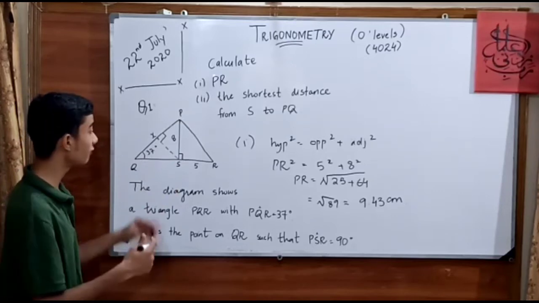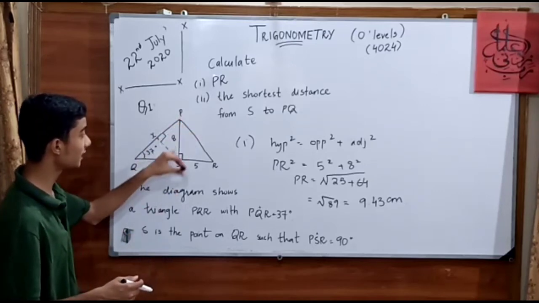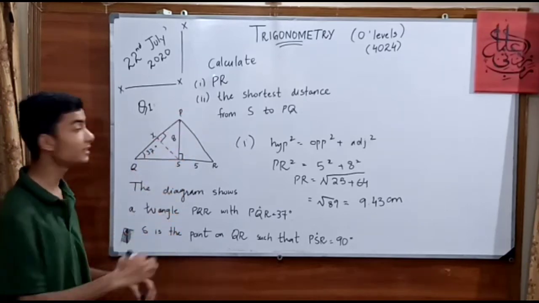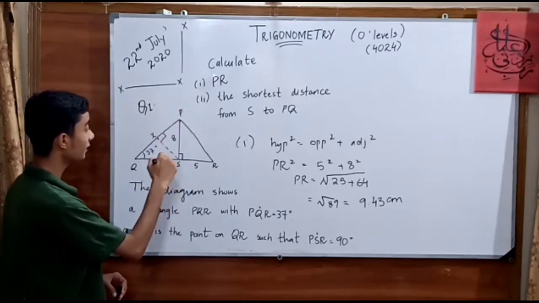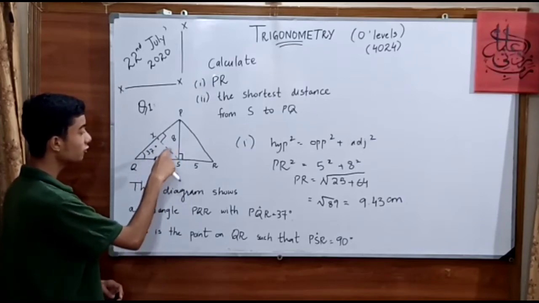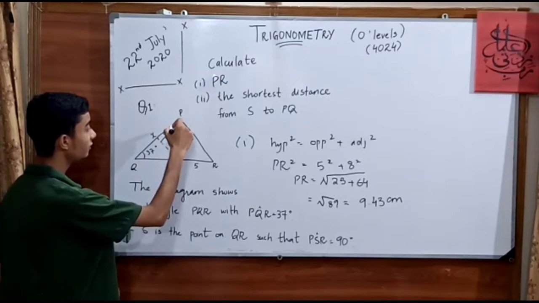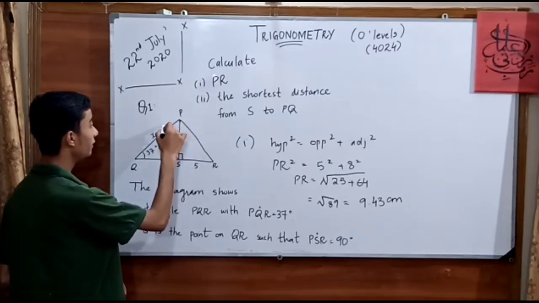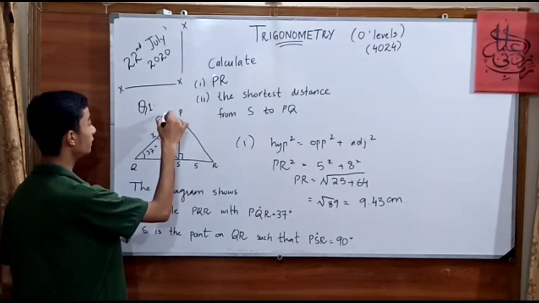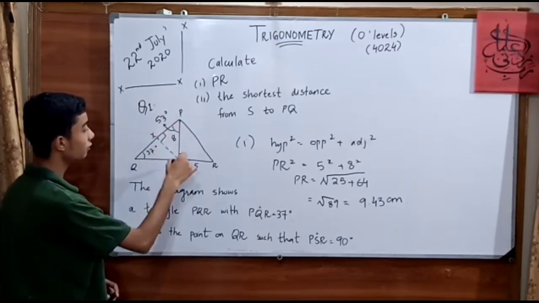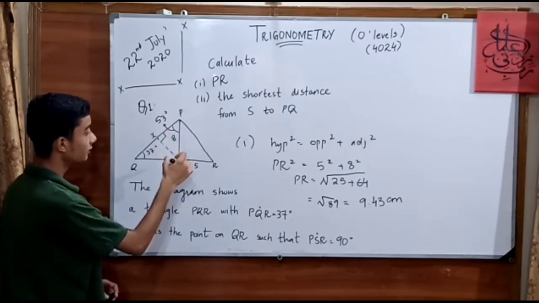But you can also find the shortest distance with the help of this side, 8. This 8, which is PS, is the hypotenuse of this triangle, and if this angle is 37 degrees and this angle is 90 degrees, of course this angle would be 53, because the sum of angles in a triangle is always 180 degrees. So it is 53, it is 8, and this is unknown. You have to find this unknown side.